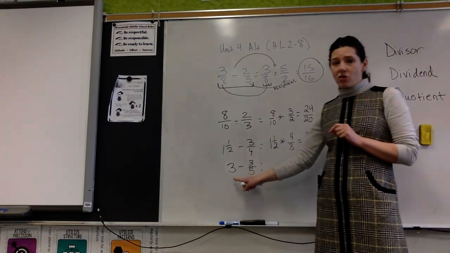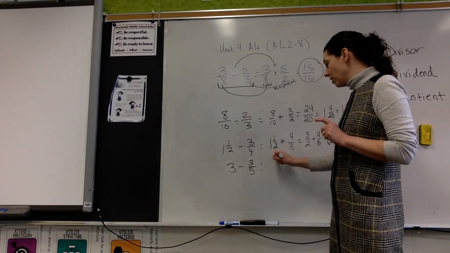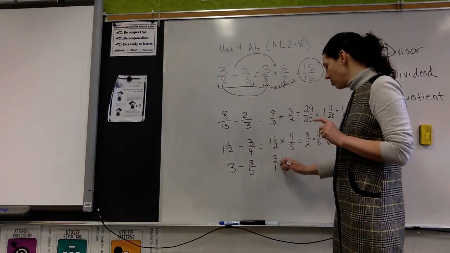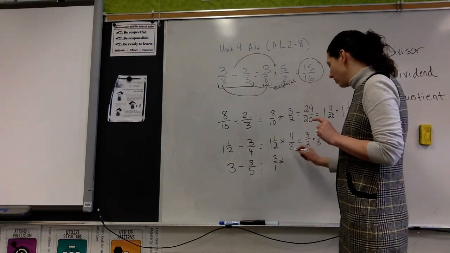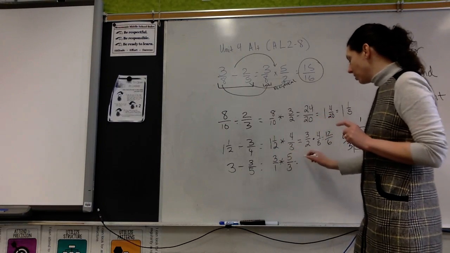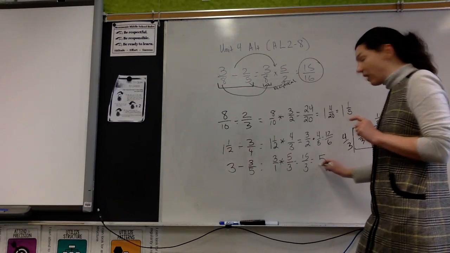What do I do when there's a whole number first? Well, I can think about this as 3 wholes. This becomes a multiplication. I flip 3/5 to the reciprocal, so 5 is now on top, 3 is on the bottom, and this becomes 15/3, or a better name for that would be 5.